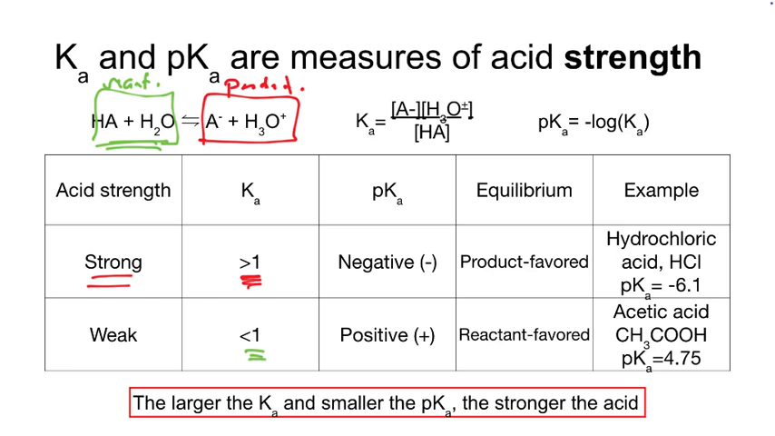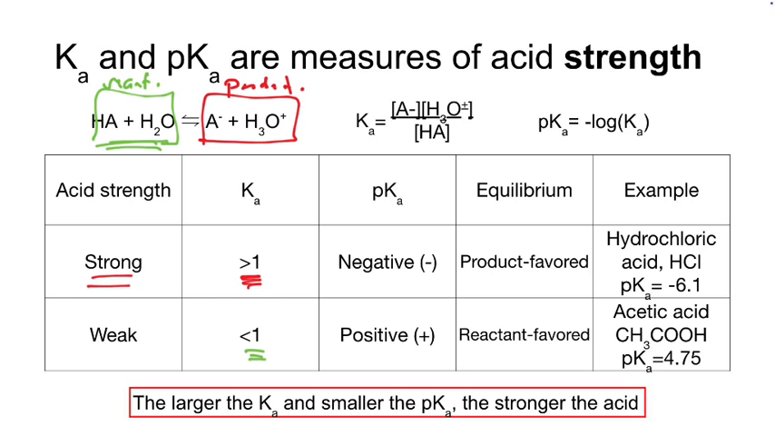If we move over to the pKa, if we get a K that's larger than 1, when we look at the pKa, it's actually going to go negative. Okay? So a negative pKa is very, very, very strong. If we look at the Ka less than 1, we'll get a positive pKa. So a positive pKa is weak, a negative pKa is strong.